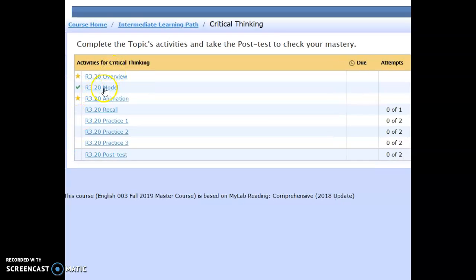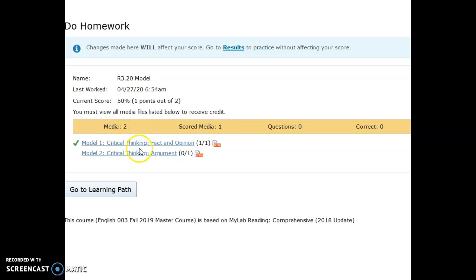Once you read the overview, you're going to click on the model. The model is two parts. There's a fact and opinion and a critical thinking. You're only going to do the fact and opinion. Don't do the critical thinking. We'll work on that later this week. Okay, so you're going to do the fact and opinion packet and then the overview and the first model for Wednesday's class. So email me your fact and opinion answers prior to Wednesday's class. On Wednesday, we will talk about the argument, critical thinking argument piece, which is more challenging.